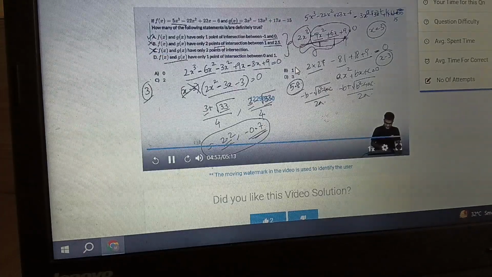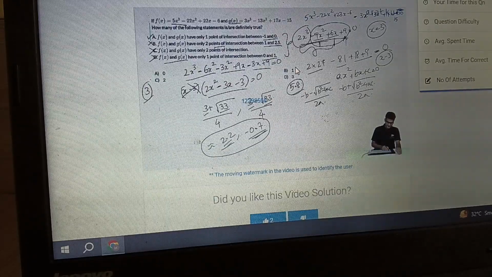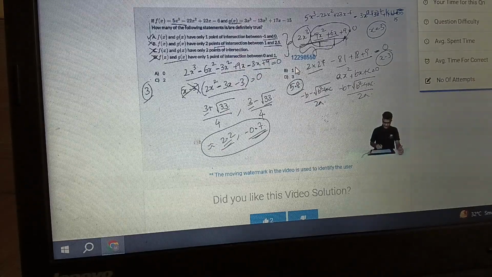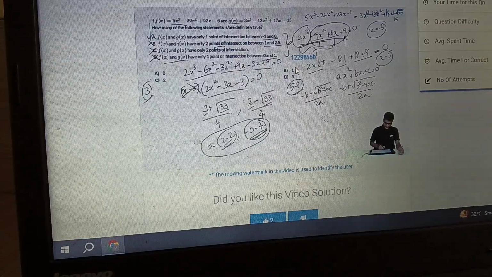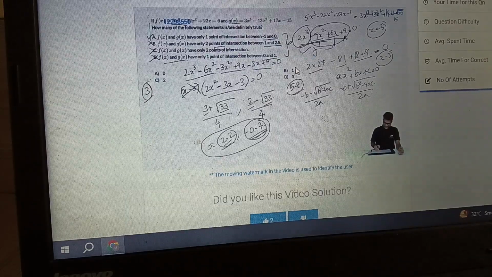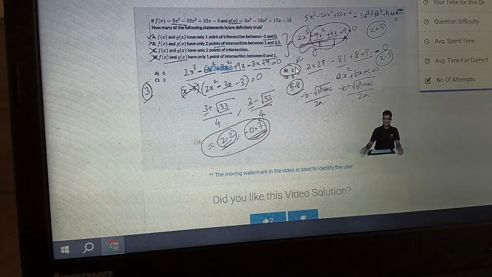Finally, f of x and g of x have only one point of intersection between 0 and 1. This also is false, because there are no points of intersection between 0 and 1. One of them is minus 0.7, one of them is 2.2, and the other is 3. So the number of statements which are true is only one, which is option B. The first statement is true, so the correct answer is option B.